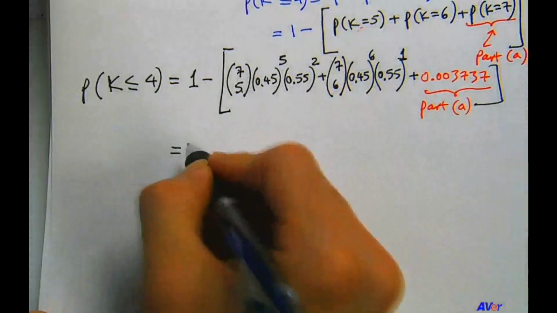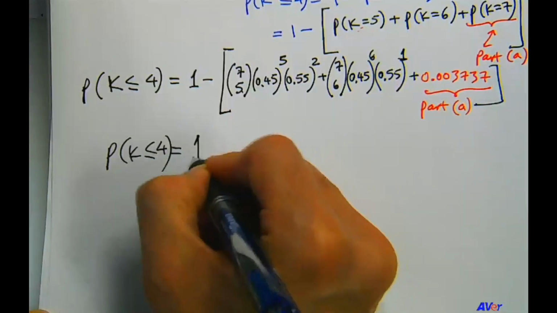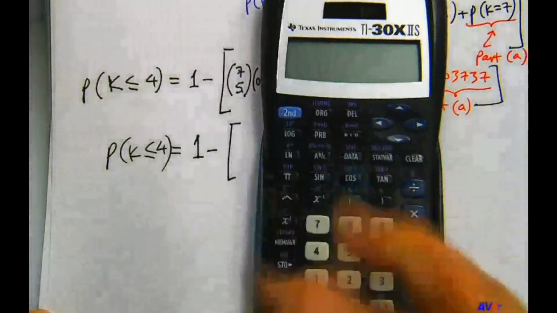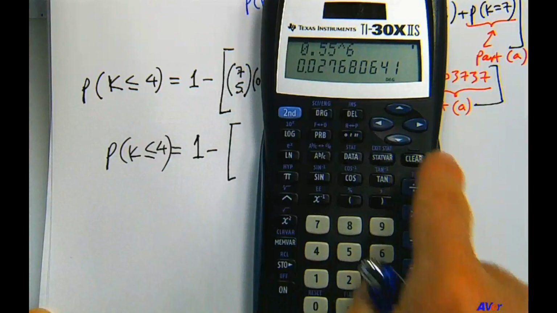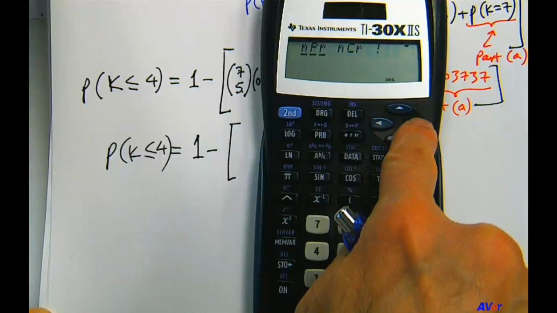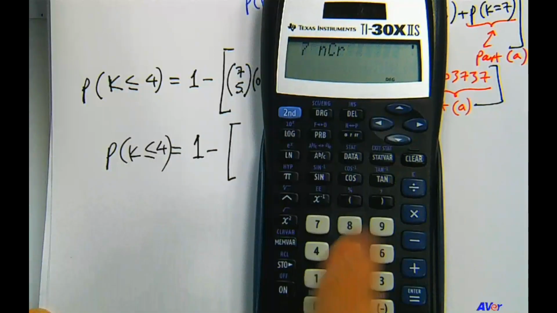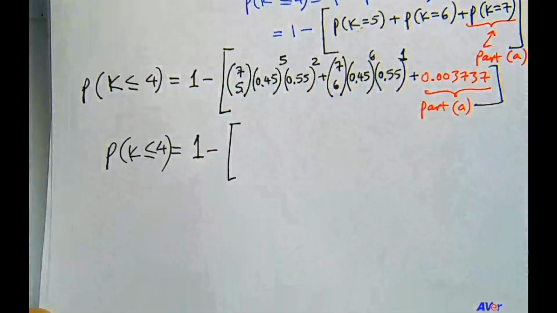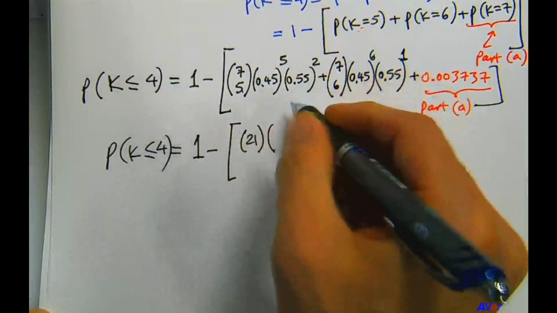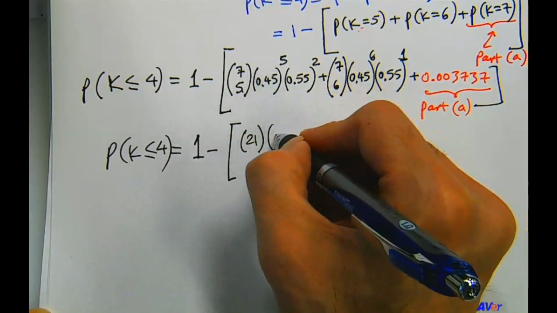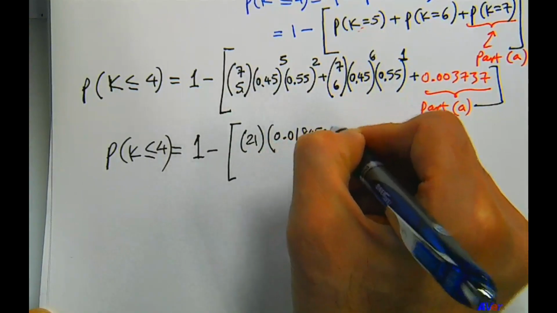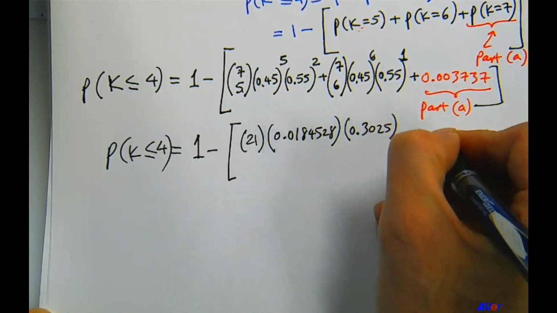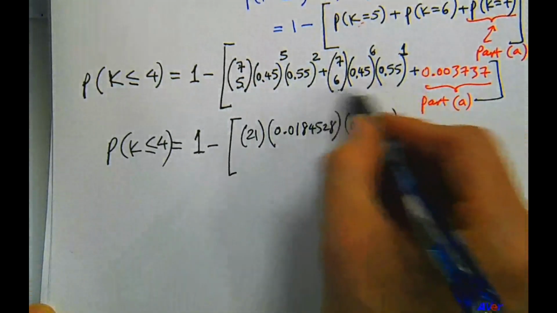So we have probability of k less than or equal to 4 is equal to 1 minus, so 7 choose 5. Let's calculate this piece, 7 choose 5. 7, PRB button, use the arrow key to go to nCr, hit enter to pick it, and then enter 5, like that, and hit enter again, you have 21. So 7 choose 5 is 21, times 0.45 to the 5th power is 0.0184528. 0.55 squared is 0.3025 plus, I'm going to run out of space, so let me put this underneath it.